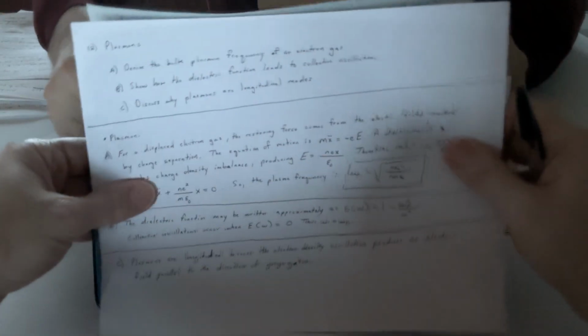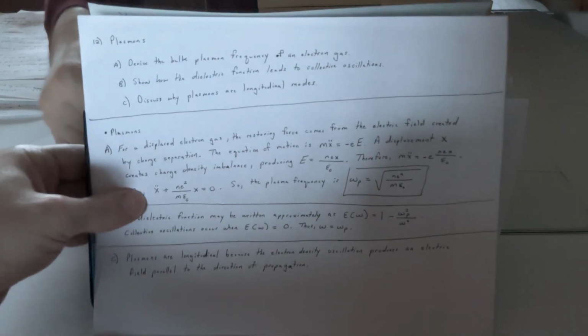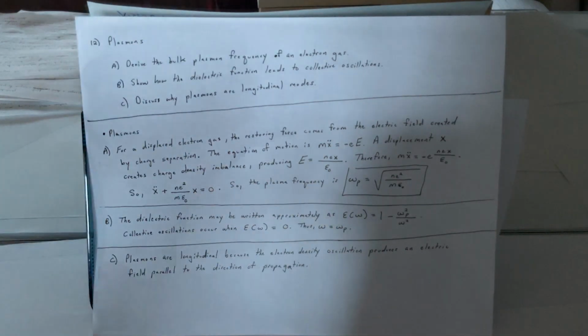Number 12. Okay, plasmons. Here's A, B, and C. A: derive. And again, this should be more of, not derive, I should have said show. Show the bulk plasmon frequency of an electron gas. B: show the dielectric function leads to collective oscillations. And C: discuss why plasmons are longitudinal modes.